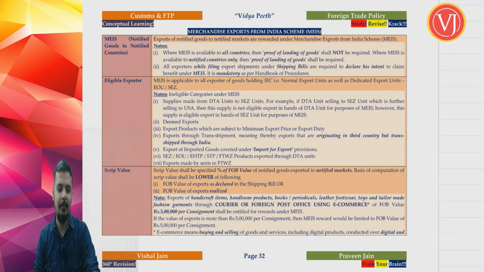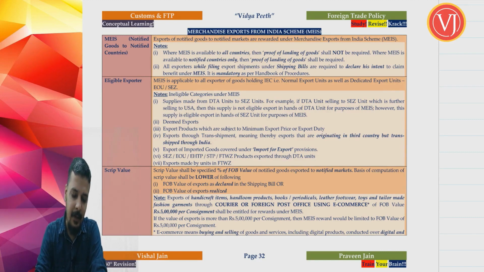Let us see one example also. Now it will be more of revision only. If you look at these points, it will be more of revision, right? MEIS script is when you are talking about notified goods are exported to notified markets, right? And you have to give a proof of landing of goods, right? Proof of landing of goods is not required.